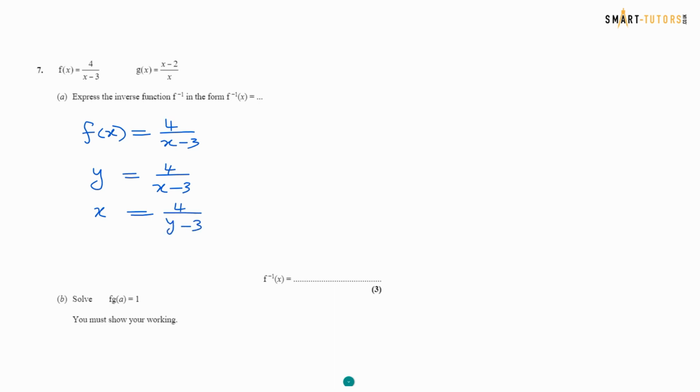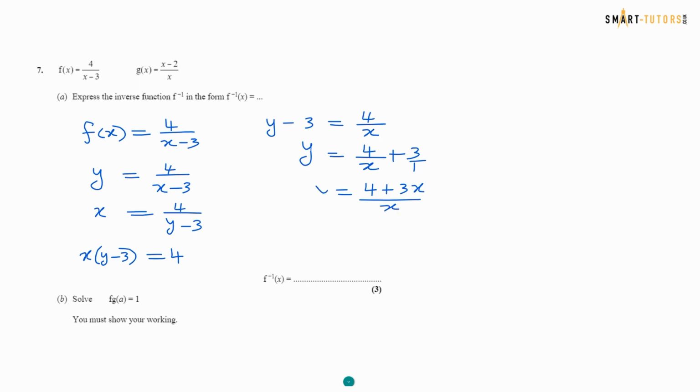Now cross multiply and make y the subject. So here, x(y − 3) = 4, right? If I divide by x, it's going to be y − 3 = 4/x, and y = 4/x + 3. Or you can simplify 3 over 1, so you can put (4 + 3x) or (3x + 4) over x. That is the inverse function.